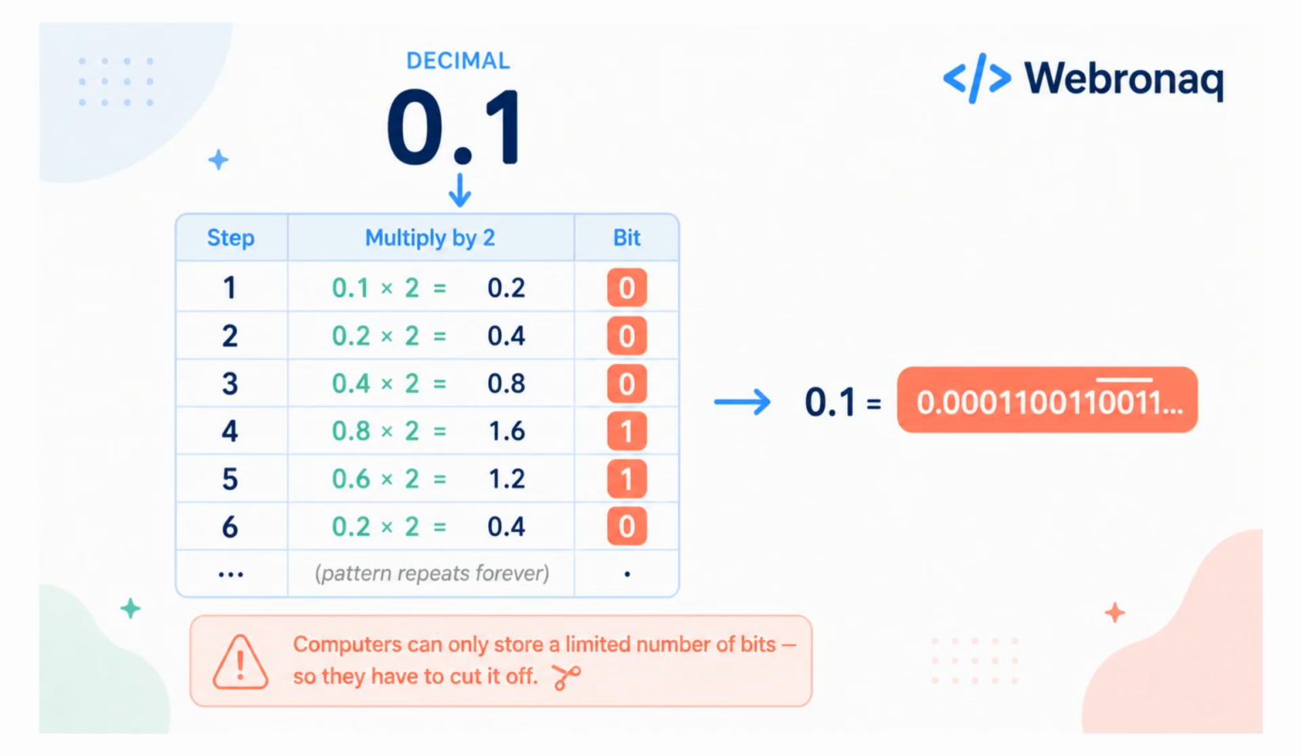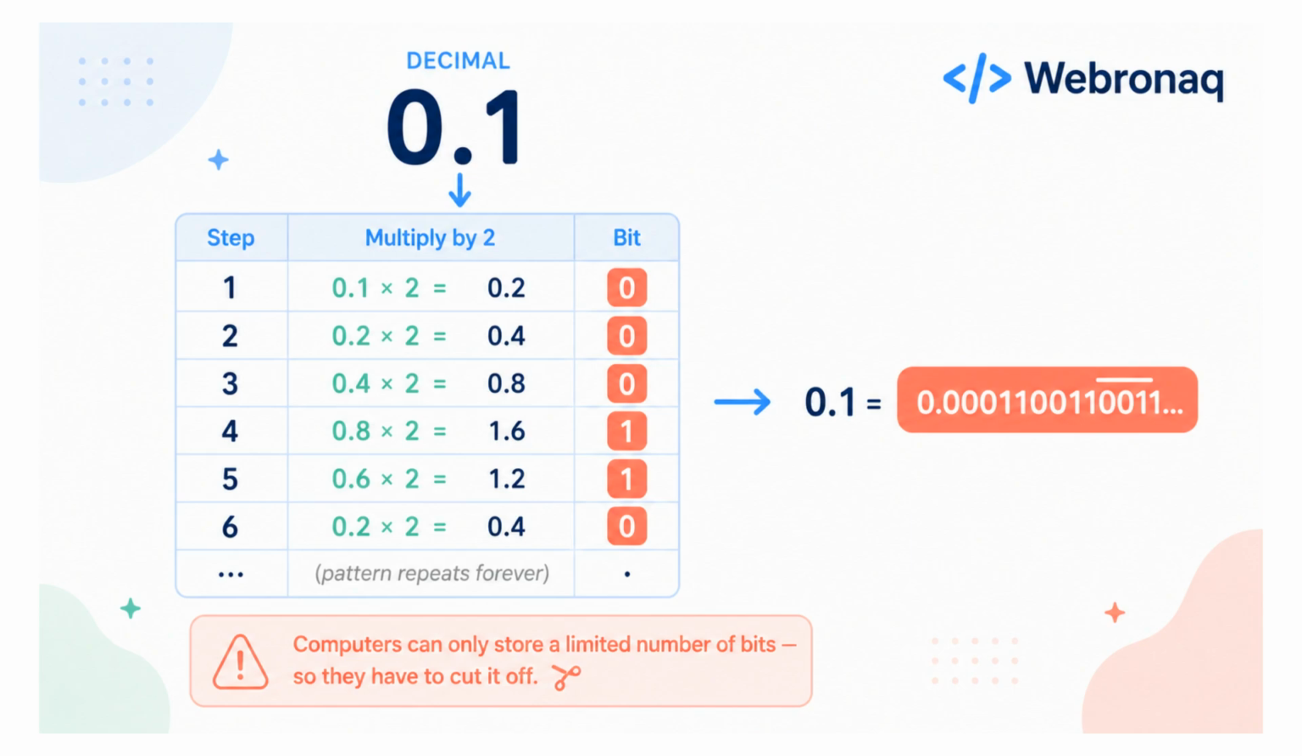Now, here's the problem. A computer doesn't have infinite memory. It can only store a fixed number of bits, usually 32 or 64. So at some point, it has to chop off the rest of the digits. That tiny chop is exactly why, in many programming languages, when you add 0.1 plus 0.2, you sometimes get a weird answer, like 0.300000000000000000004. It's not a bug. It's just that 0.1 was never exactly 0.1 inside the computer to begin with.